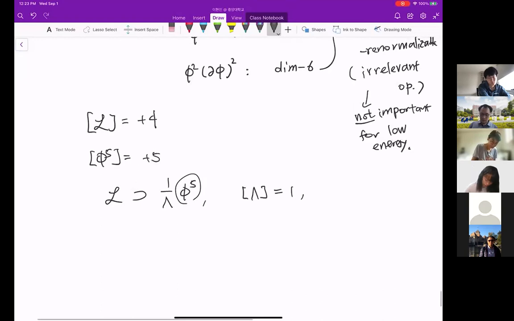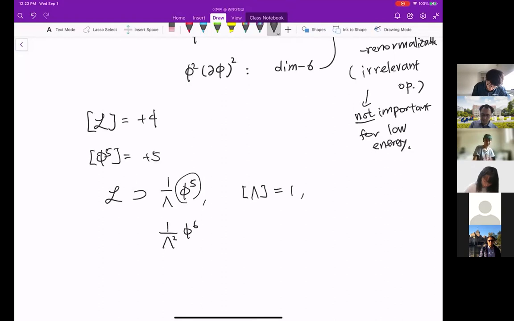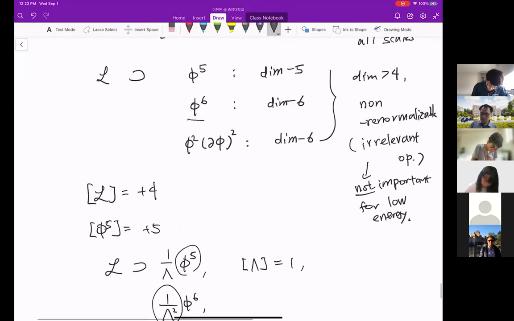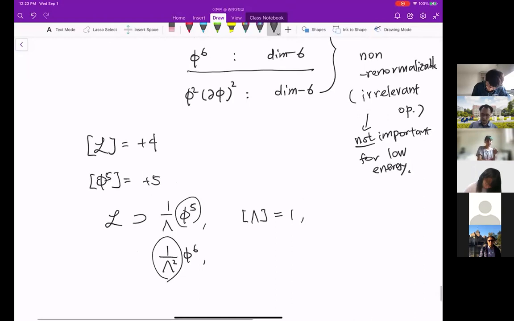So similarly, lambda squared pi to the 6. So 1 over lambda squared to match the dimension for this pi to the 6 term. And also you need to put 1 over lambda squared for the last dimension 6 operator.